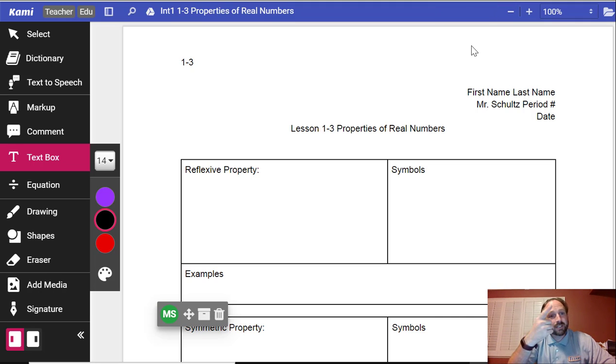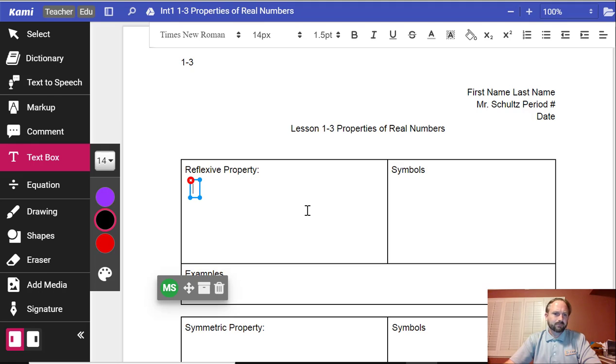Make sure you put 1-3 in the top left hand corner, and in the top right hand corner you write your information. Now we are on lesson 1-3, properties of real numbers. So here is the information.